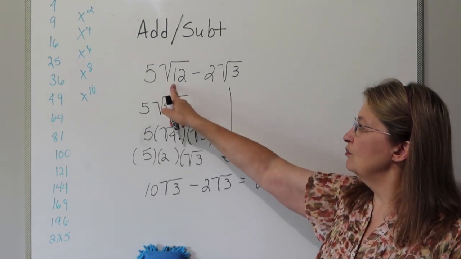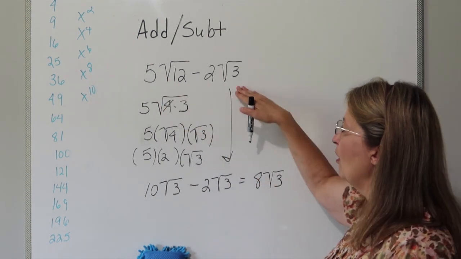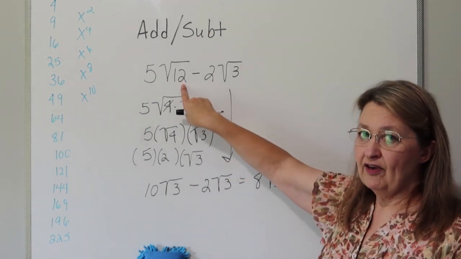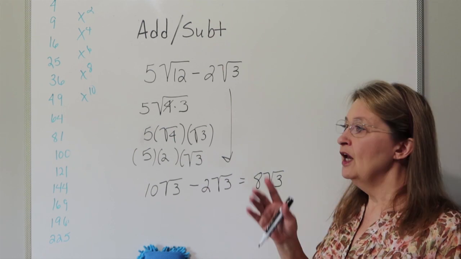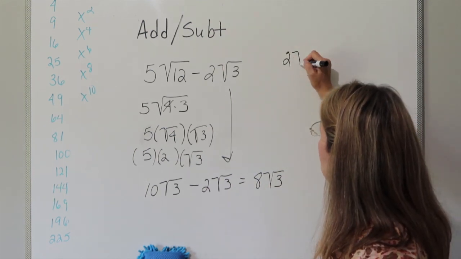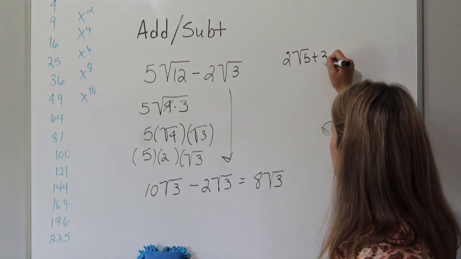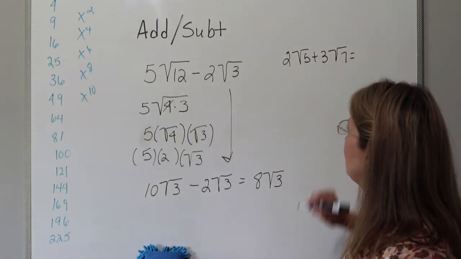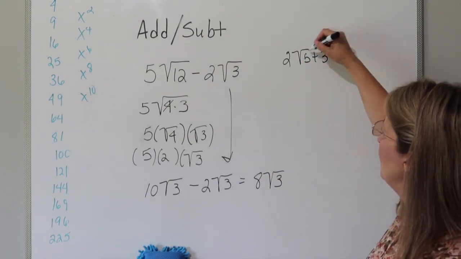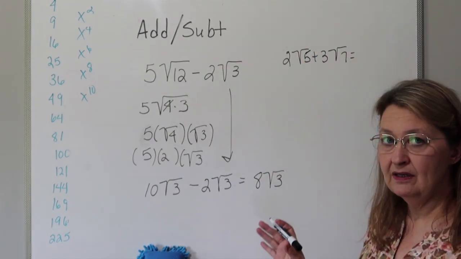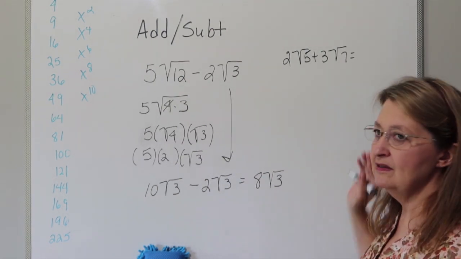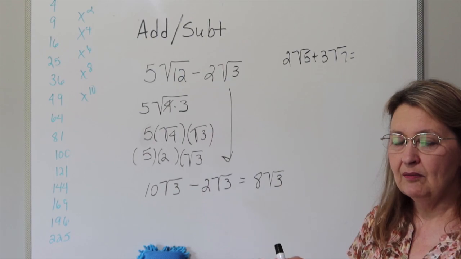If you get a problem where these things don't match, you know you're probably going to have to simplify them. They have to be simplified before you can just say, oh, you can't add those. Now if I had 2 square root of 5 plus 3 square root of 7, you cannot simplify that because there is no perfect square that will go into 5 or into 7. They cannot be simplified and they do not match. So this is simplest form right here. You can't combine anything.